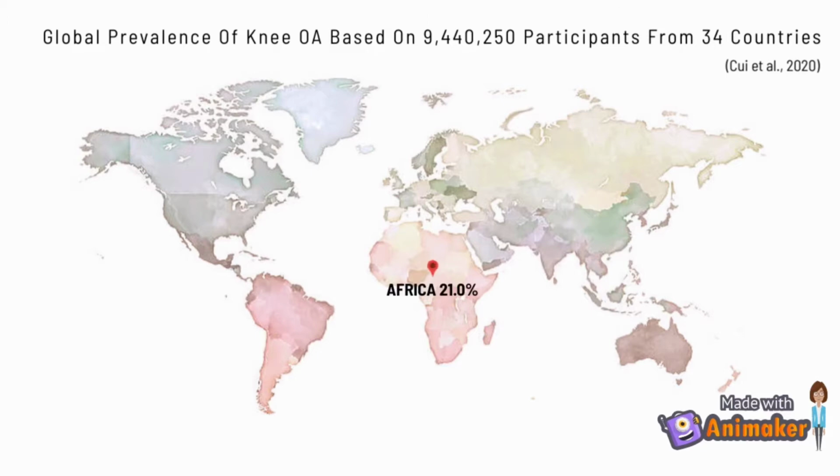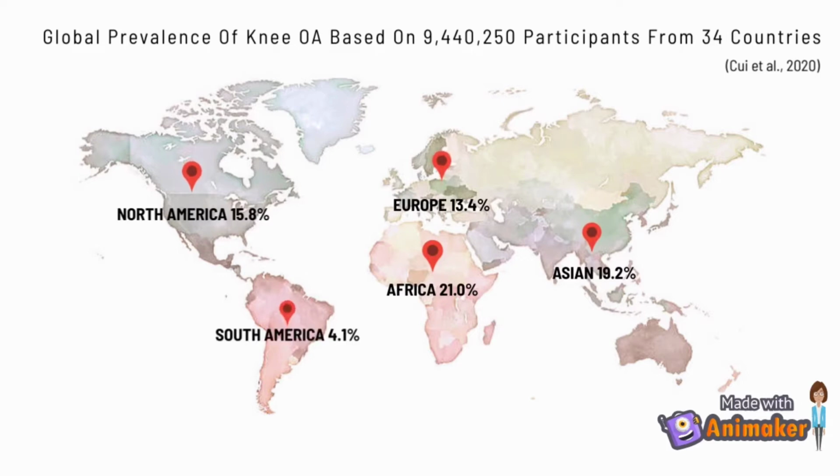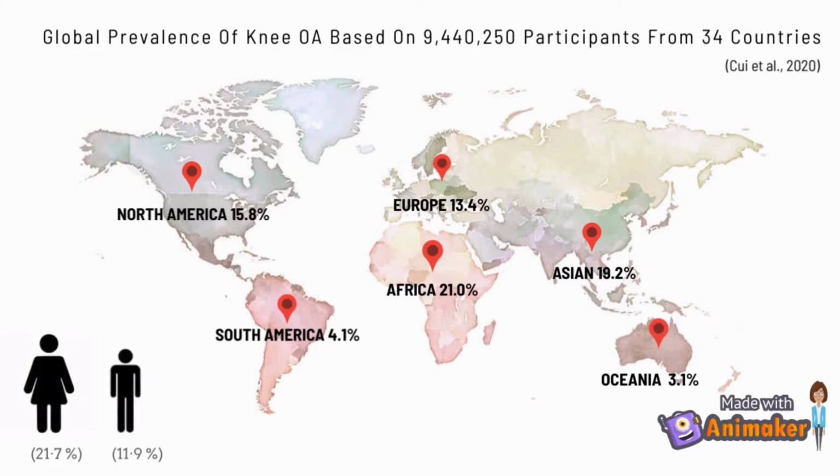The highest prevalence globally is firstly Africa, then Asia, North America, Europe, South America, and Oceania. Osteoarthritis is more likely among women compared to men.